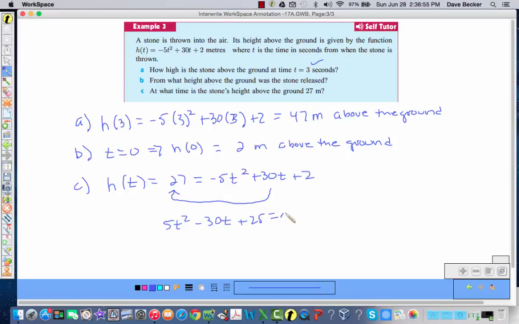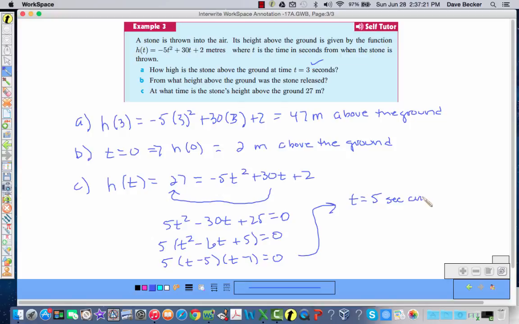I see a common factor of 5 there. So 5 times t squared minus 6t plus 5 equals 0. Then I have 5 times t minus 5 times t minus 1 equals 0. So that would be t equals 5, at 5 seconds, and t equals 1 second.